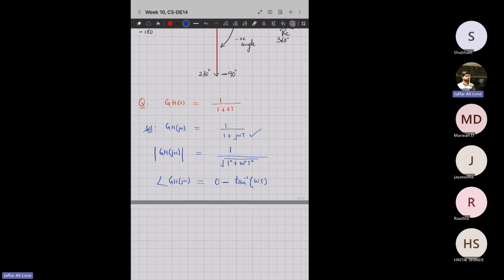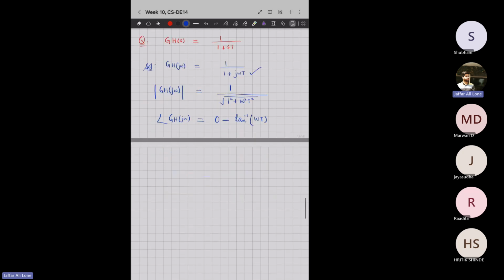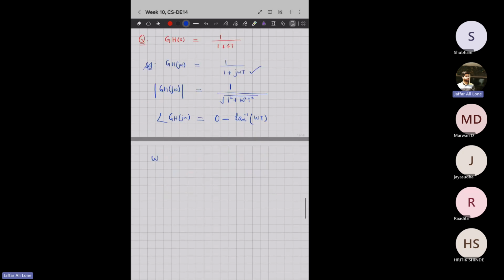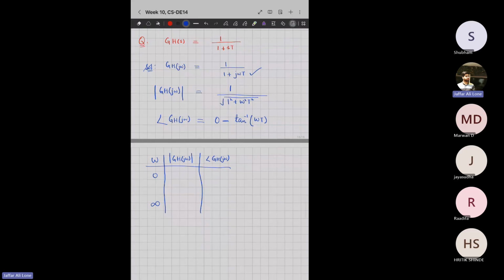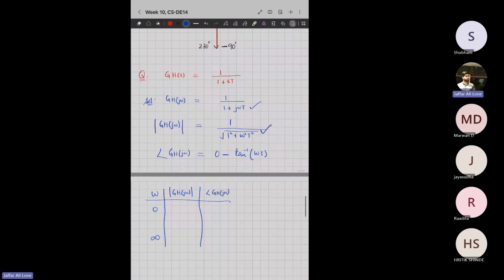So what do we have to do now? We have to vary the frequency omega from 0 to infinity and find the magnitude of G(j omega) and the phase of G(j omega), right?